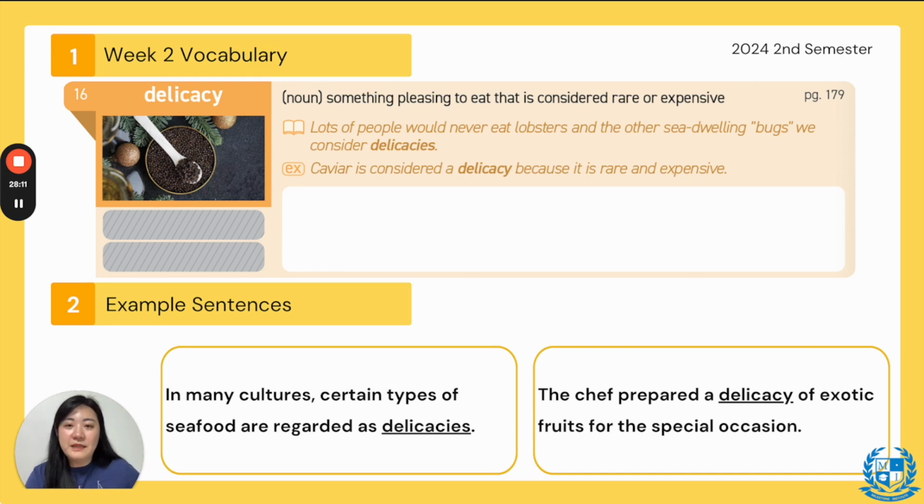Here, the next one, example, let's read together. Caviar is considered a delicacy because it is rare and expensive. Yes, caviar is super expensive. Let's look here. And it says, in many cultures, certain types of seafood are regarded as delicacies. Next one, it says the chef prepared a delicacy of exotic fruits for the special occasion. So they were to put all these different types of fruit together and have everyone eat it because it's a delicacy. Not many people were able to eat it. Maybe it's a rare type of fruit then.